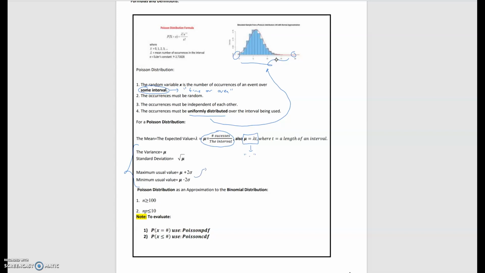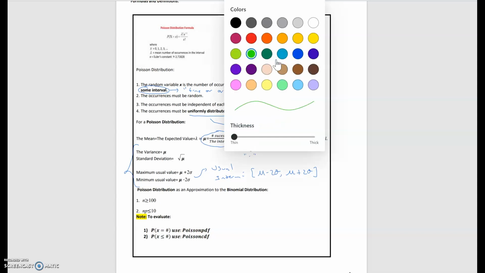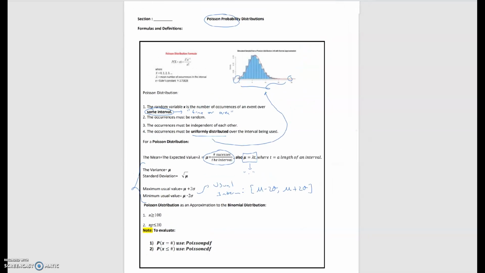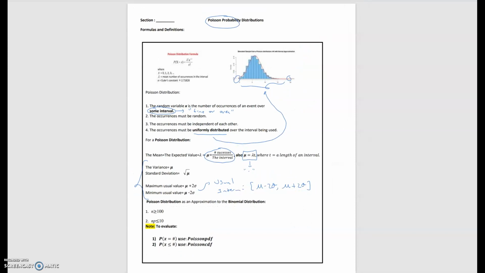Some of these Poissons, notice this sketch here, may be approximately bell-shaped. So you're still going to have the usual interval equaling technically mu minus 2 sigma and mu plus 2 sigma, since we're still looking at the empirical rule on some of these, which means that on the edges, you're not going to have a lot of values for the probabilities.